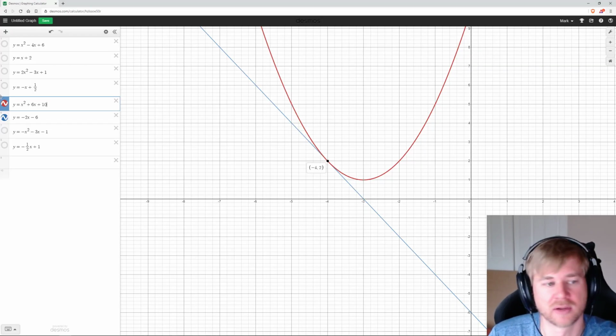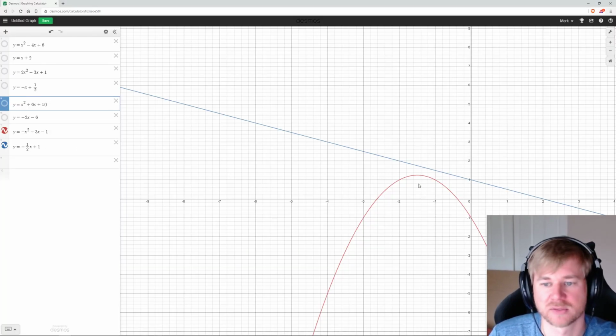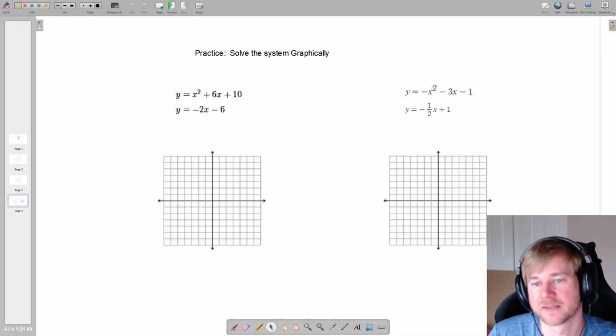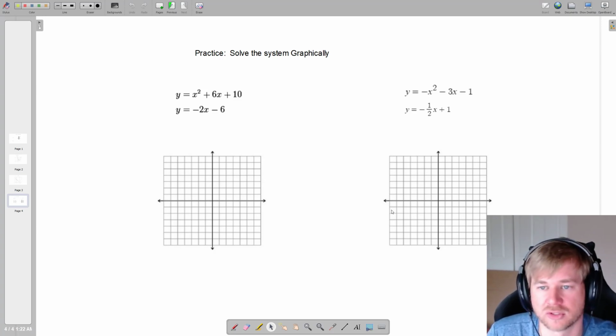For the second one, negative x squared minus 3x, and then negative 1/2 x plus 1, those two. For the last one there, they don't intersect. So the first one we found intersected one time, and this one they intersect no times. So there would be no solutions to this one.